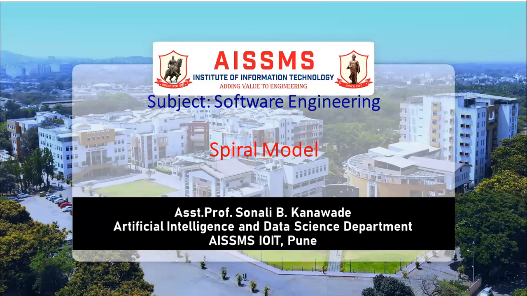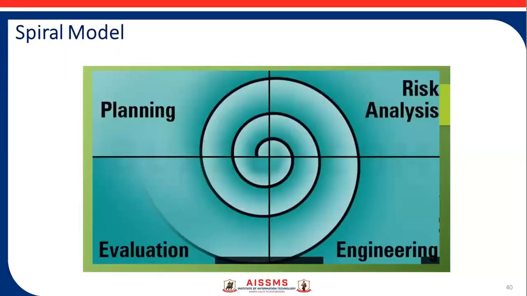Today we are going to discuss the spiral model. This is an SDLC model, that is, the spiral model. These are the four phases in the spiral model. First one is planning, research, analysis, then engineering, which may also be called construction. Then the last one is the evaluation.